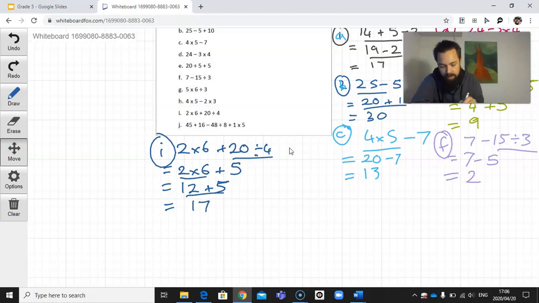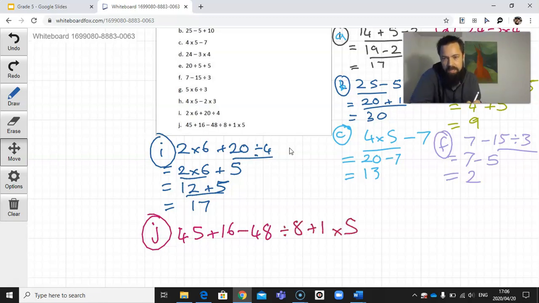And underneath that, J, the final one, nice long one: 45 plus 16 minus 48 divided by 8 plus 1 times 5. This was a bit of a challenge.